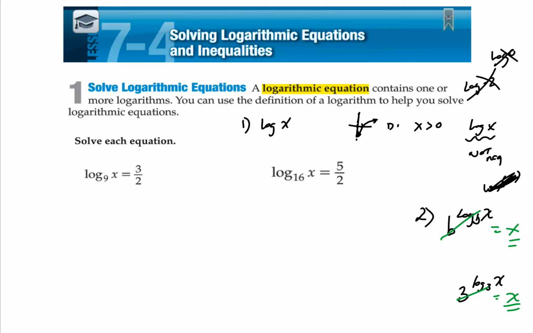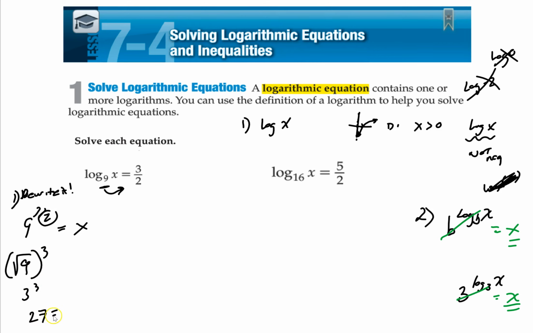Now, there are actually two ways to solve these types of equations, and let's do the first way first, which is to just rewrite it. Find your base. So it's 9, right? Base to the power, so 9 to the 3/2 equals x. Now we have to figure out what 9 to the 3/2 is. Remember we talked about this? You always want to do the root first. So it's the square root of 9, cubed. Square root of 9 is 3. 3 cubed is 27. That's the first way to do this. That's what I used to do when I was in high school, just rewrite it and solve.